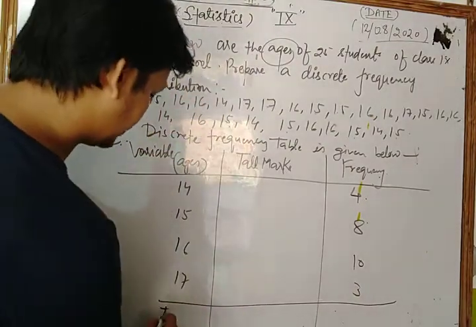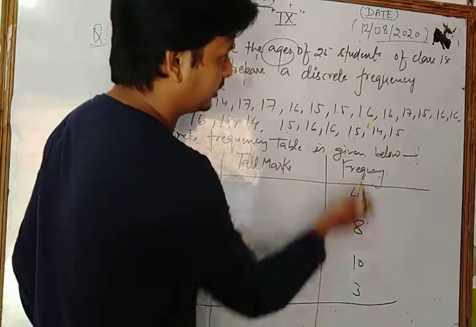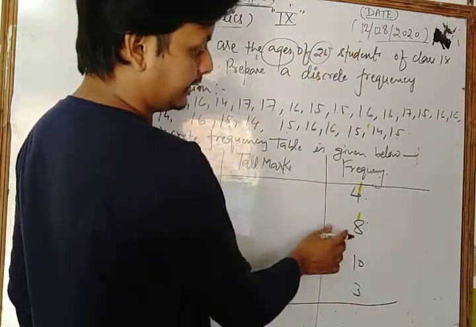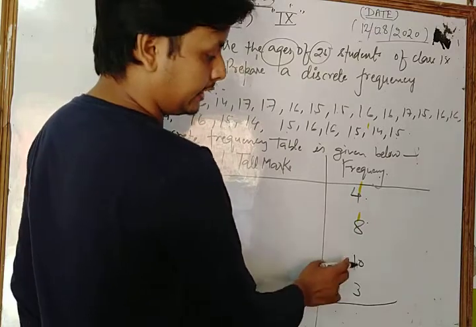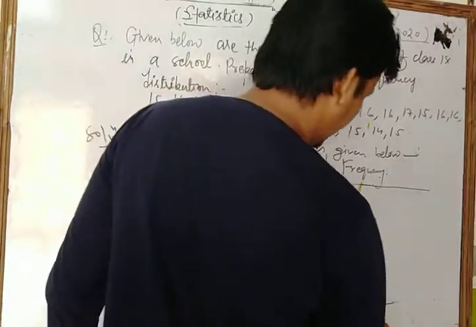Now, dear students, here we write total, and here the sum of frequency is what? 25, because there are 25 students. Let's see: 8, 4, 12, 12, 10, 22, 22, 3, 25. So here you write 25.